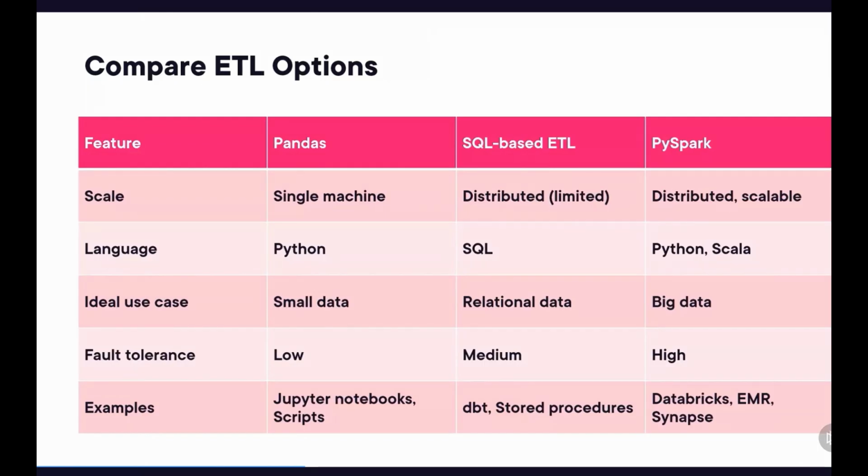So we see Pandas is great for small datasets in Python scripts or notebooks. SQL-based ETL works well inside databases for structured data using tools like dbt or stored procedures. And PySpark is built for large-scale, distributed data processing on platforms like Databricks, EMR, or Azure Synapse. When your data gets too big for one machine or you need more power, PySpark is the better choice.